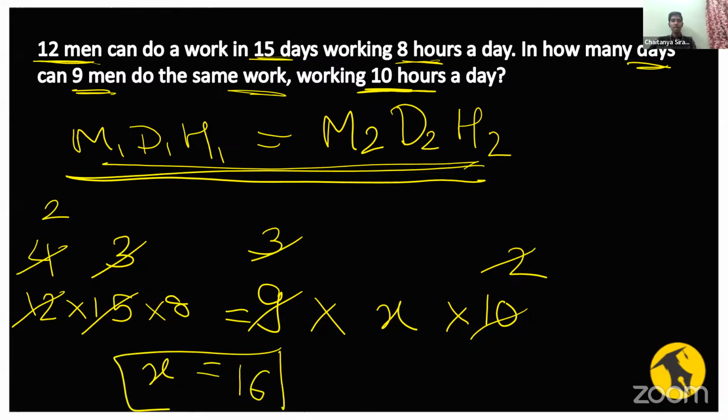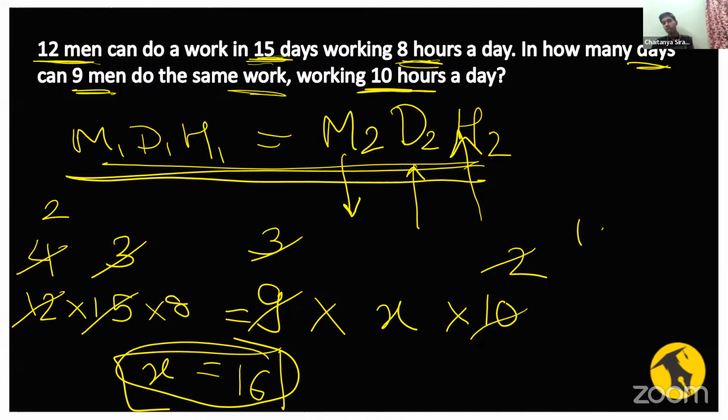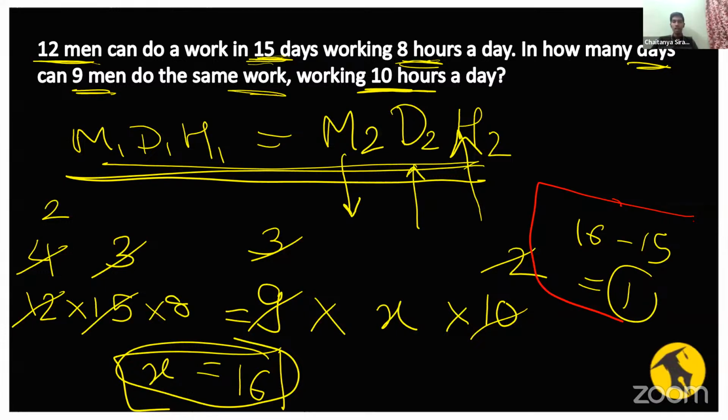So 12 men did the work in 15 days for 8 hours a day. If I reduce the number of men, and the number of hours is increasing, the number of days will also increase from 15 to 16. They can also ask how many more days will they require. In that case, you simply do 16 minus 15, which is 1. This is not given in the question, but they can make it tricky in this way. They can ask whether you require more time, less time, or exactly the same time.